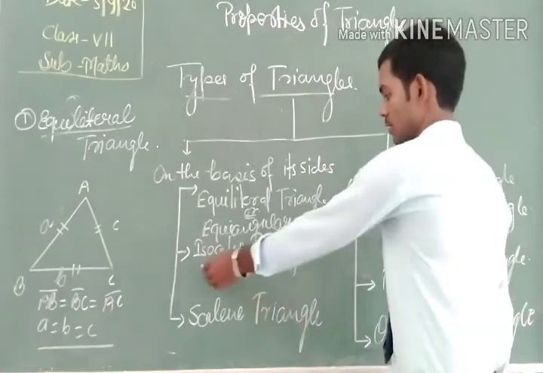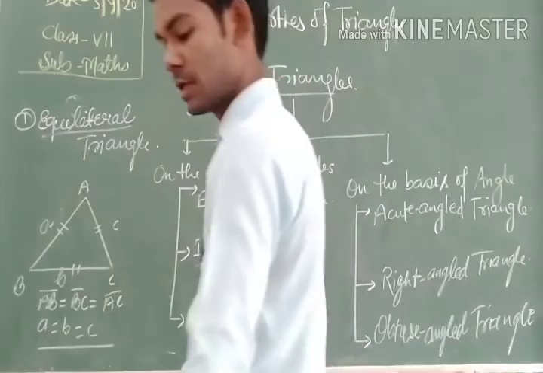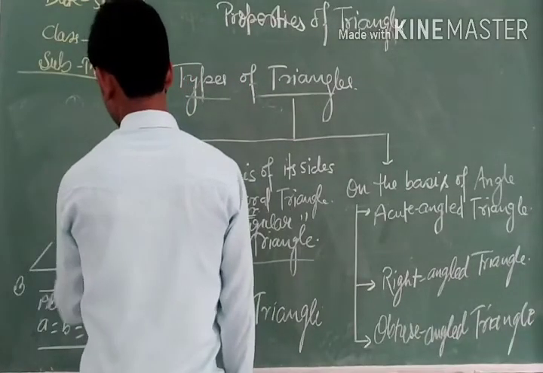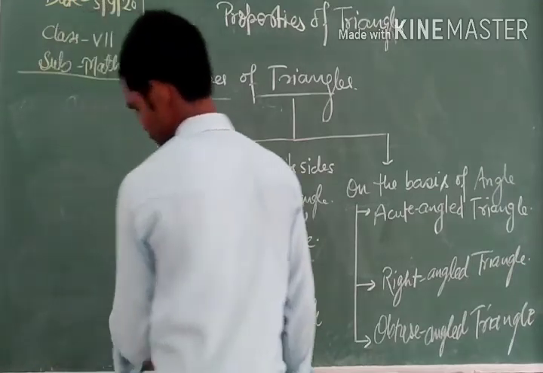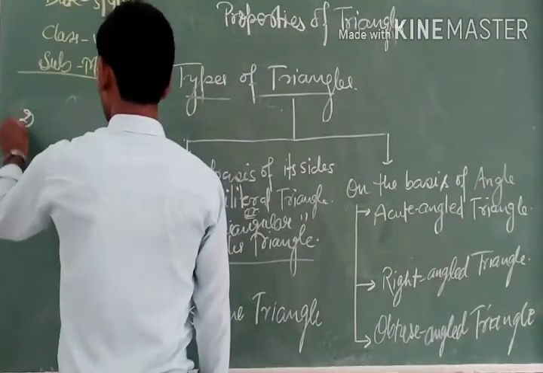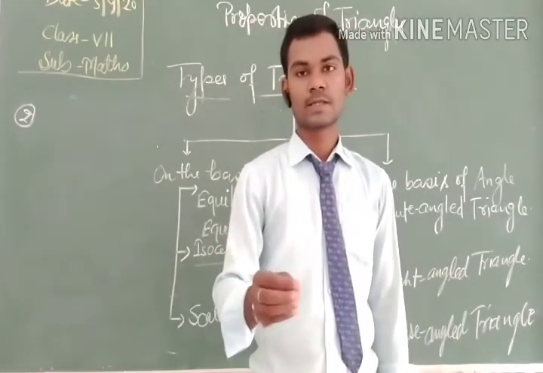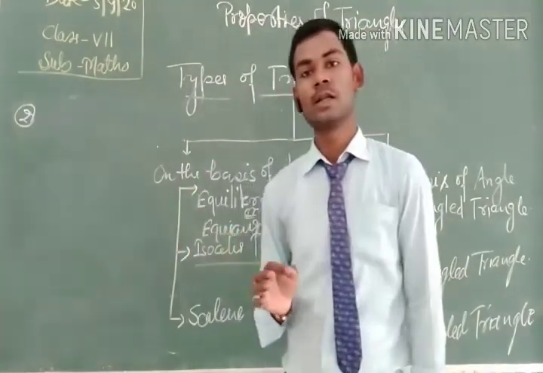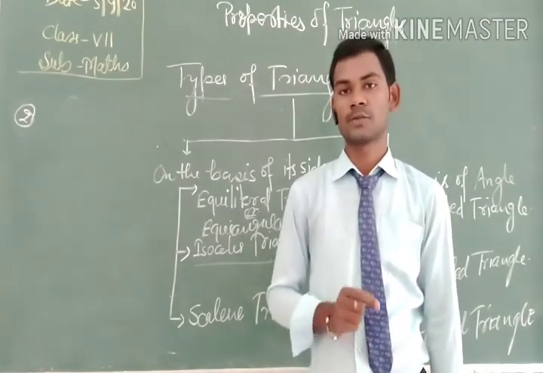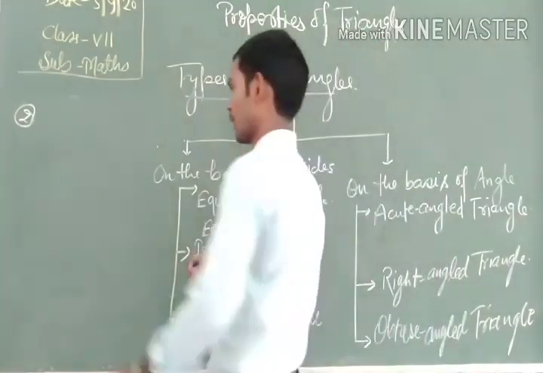Similarly, let us define isosceles triangle. What is the meaning of isosceles triangle? The second is isosceles triangle. An isosceles triangle means a triangle in which two sides are equal. A triangle in which two sides are equal is known as isosceles triangle.